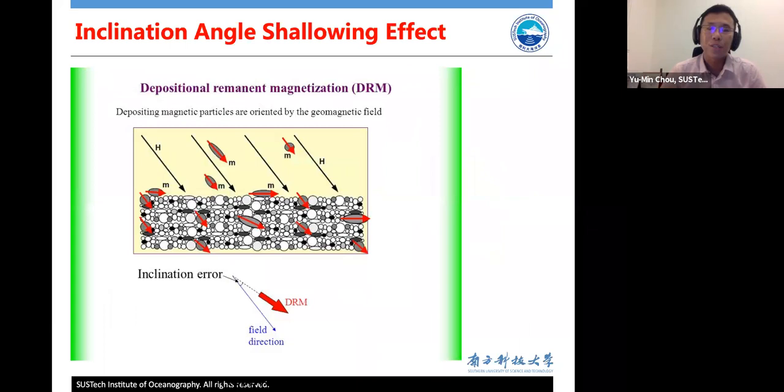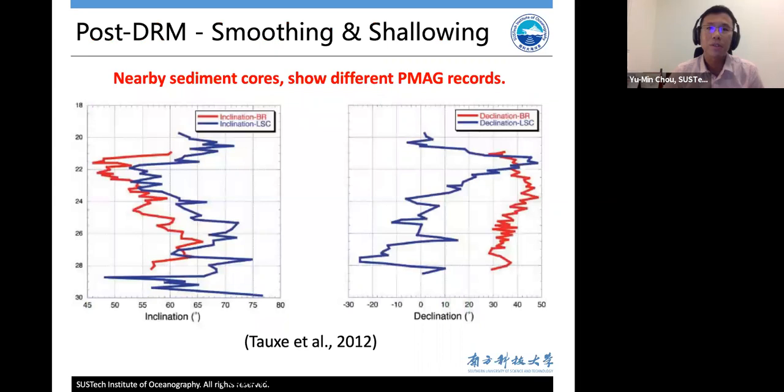Also, during the burial process, the sediments are compacted by gravity and all the particles are flattened in alignment. So we get an inclination error and a shallow effect. Because of these post-depositional processes, even nearby sediment cores sometimes give paleomagnetic data that are not duplicated, because of smoothing or shearing effects. So we get a lot of problems in sediment records for high resolution paleomagnetic study.